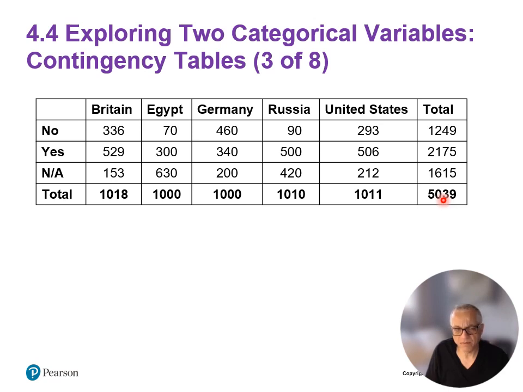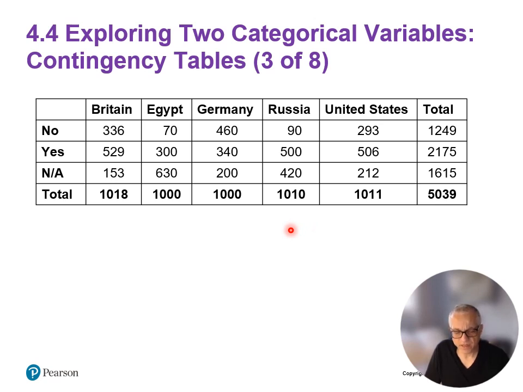Now if I say I'm not referring to the nation, only to the answer: what's the probability that this person, irrespective of which nation they come from, says yes? In this case, you focus on the yes row and look at the total at the end, which is 2,175. Then the probability of finding someone who says yes out of the 5,039 is this value divided by 5,039. Another one: what's the probability that this person said not available? Again, 1,615 divided by 5,039. So this is what we call marginal probability.